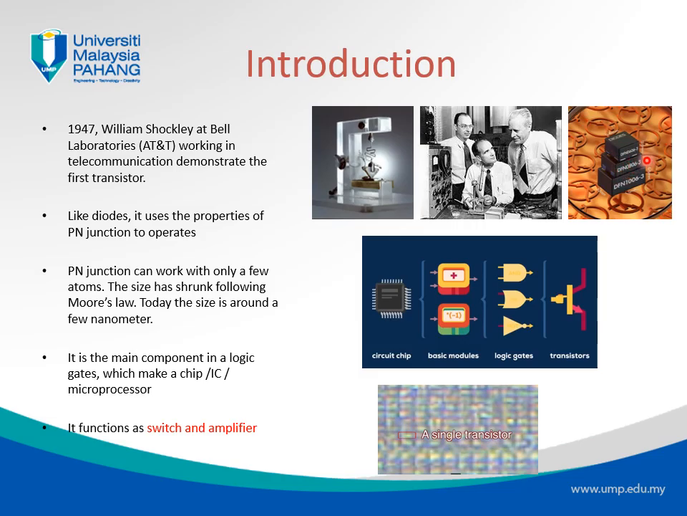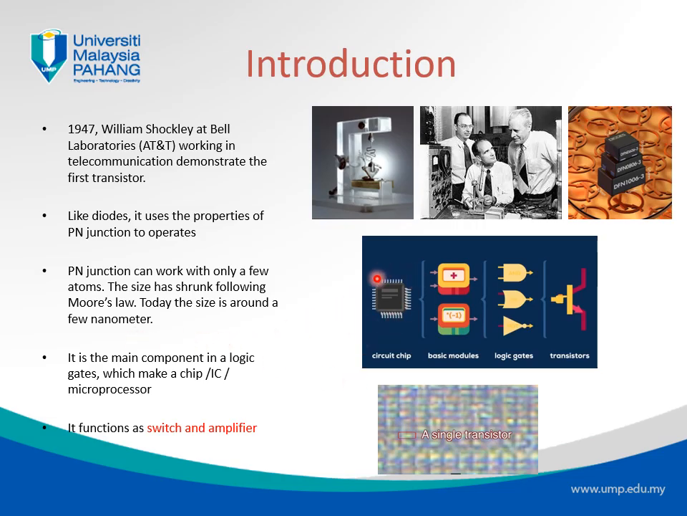On the right-hand side is the typical type of transistor that we can find today. The size is 0.4 millimeters by 0.5 millimeters, which is 400 by 500 micrometers. But of course, smaller ones can be found. That's what we find in circuit chips, like your microprocessor or any other integrated circuits. They are very small, at the size of a few nanometers.